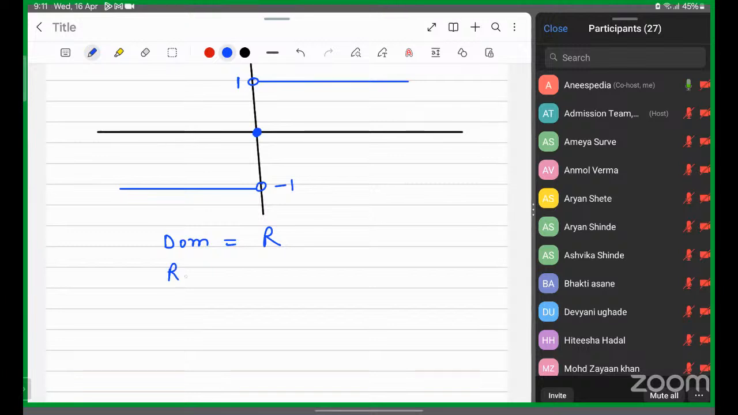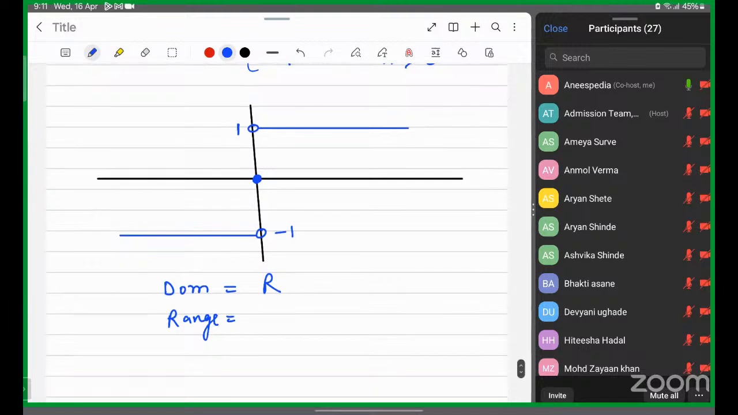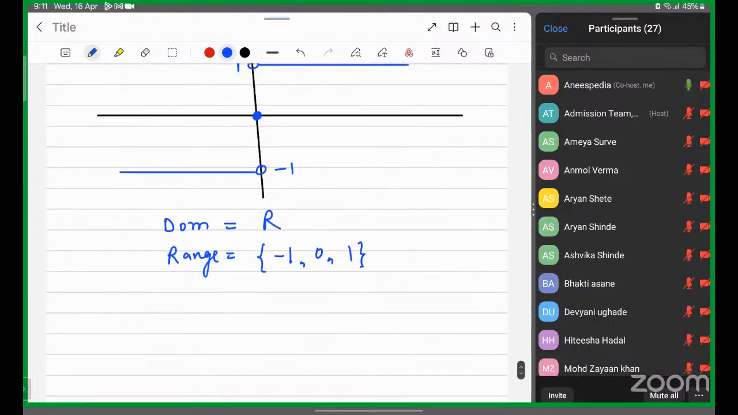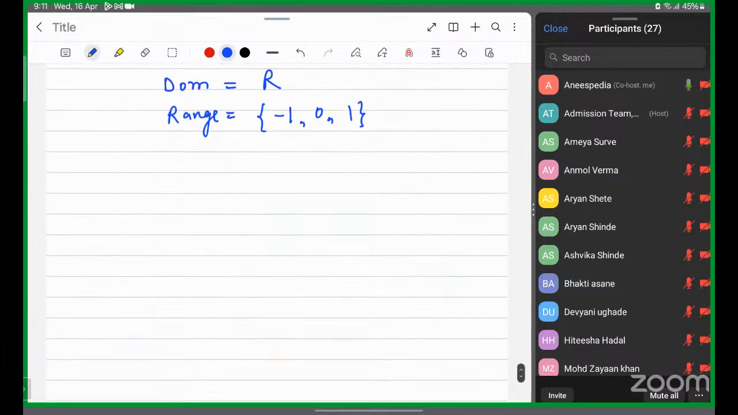What will be its range? If you look at the graph, it can either take -1 or 0 or +1. It will not take any other value, or any value between 0 and 1 and 0 and -1. So it will take discrete values that will be either -1 or 0 or +1. So its range will be -1, 0 or +1.